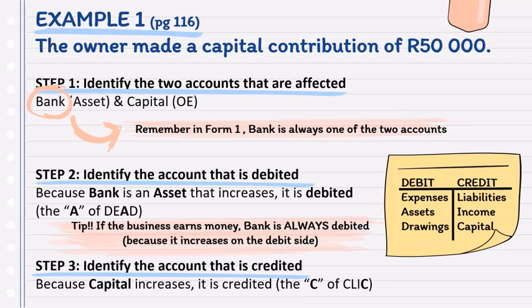Remember, bank is always one of the two accounts, and if bank increases, if the business earns money, then bank is the debit. And if you know that, then it's so easy to figure out what the credit is. It's the other account.